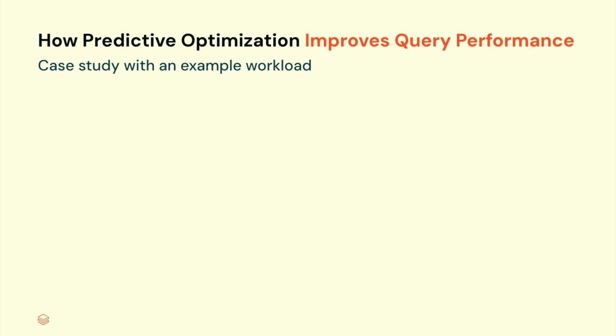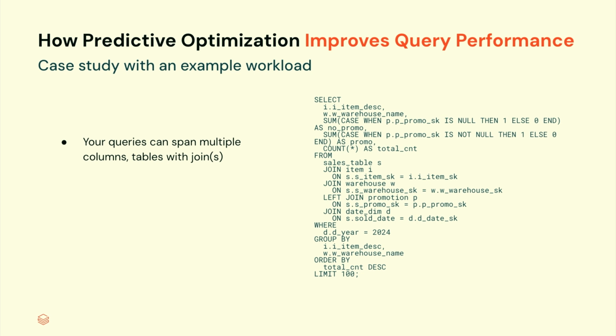Okay, now back to our example workload. I've shown you guys a rather simple query before. I'm sure your queries span multiple joins and columns, multiple tables and joins. So now let's look at a slightly more involved query. I have crafted this query. It's returning top 100 item warehouse combinations by total sales count in the last year, and showing how many of those sales leveraged promotion and how many did not.